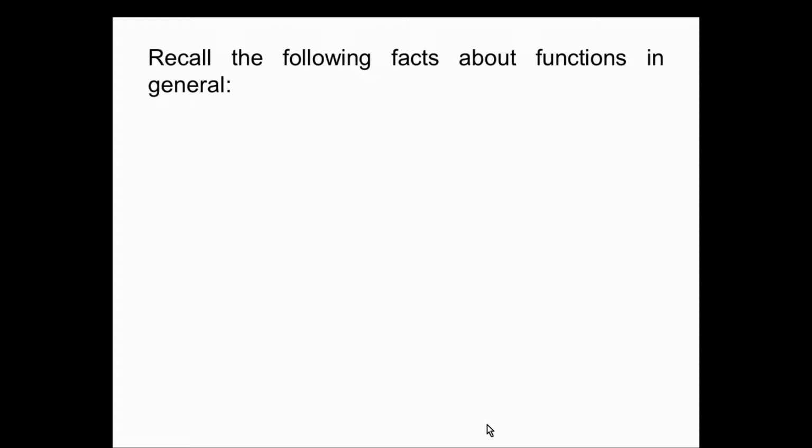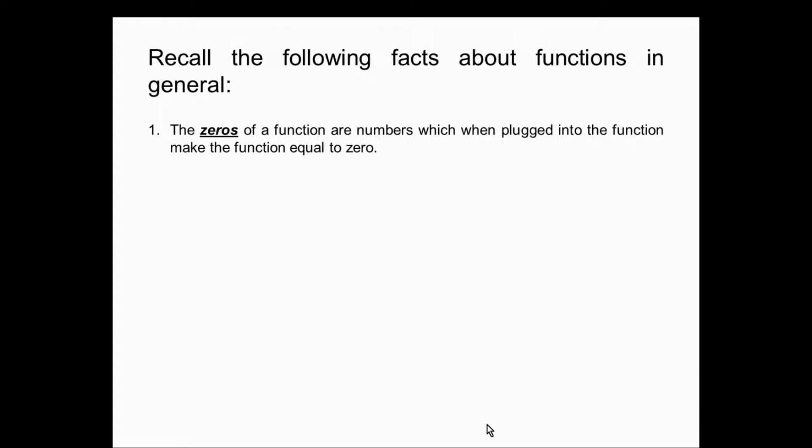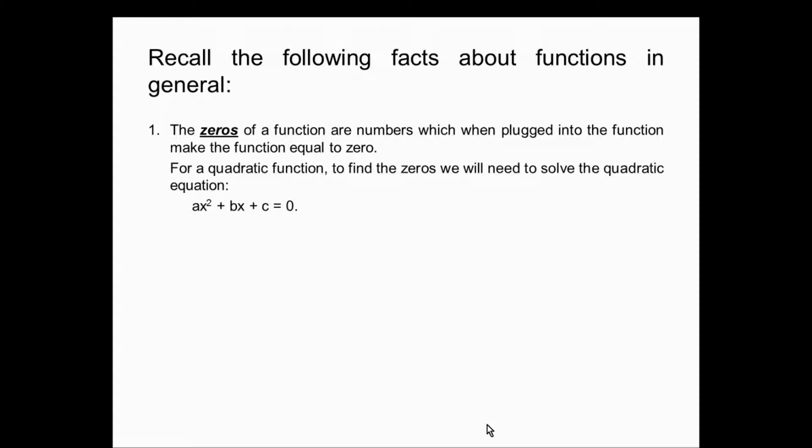Number 2, recall the following facts about functions in general. The zeros of a function are numbers which, when plugged into the function, make the function equal to 0. Remember, zeros are numbers. So for a quadratic function, to find the zeros, we will need to solve the quadratic equation, ax squared plus bx plus c equals 0. We've actually already done that. Okay, we've actually solved equations that had an x squared with them.